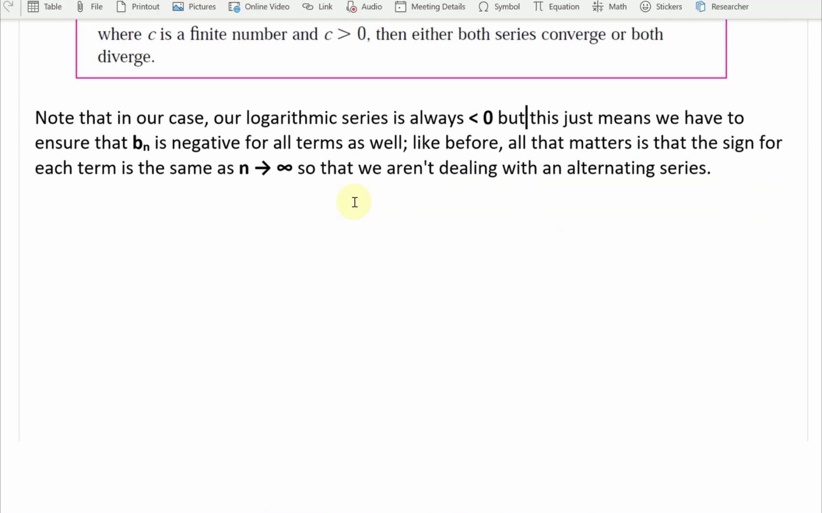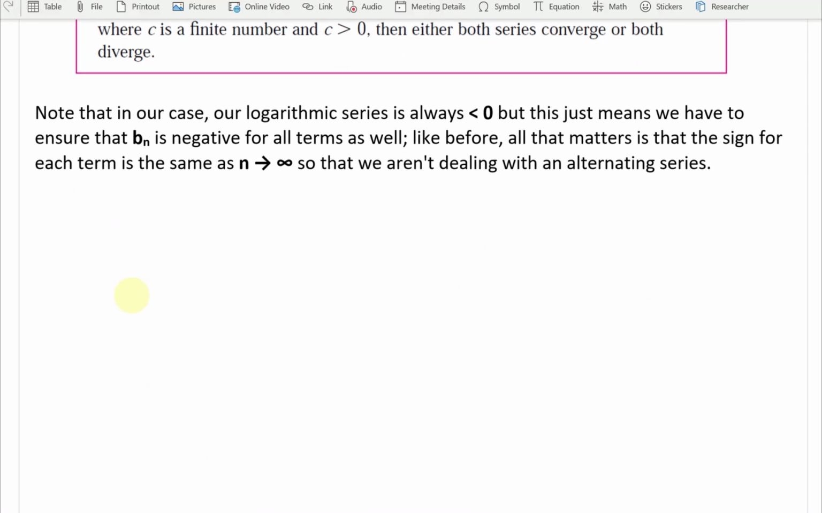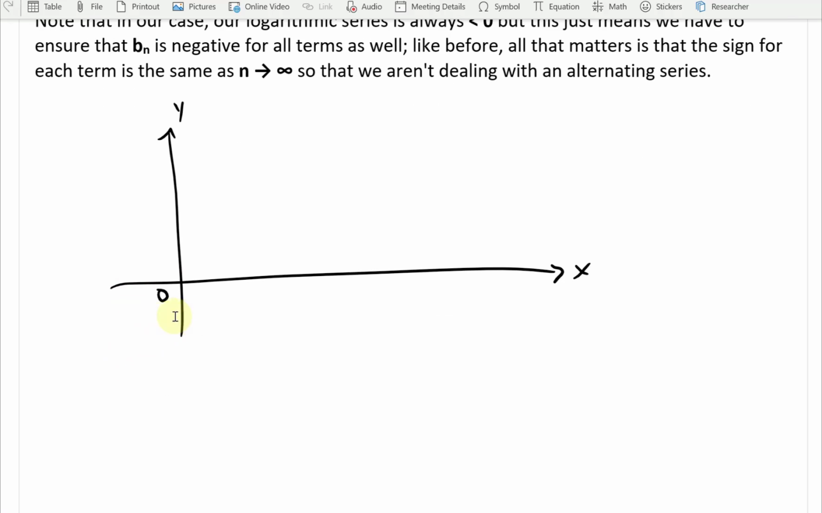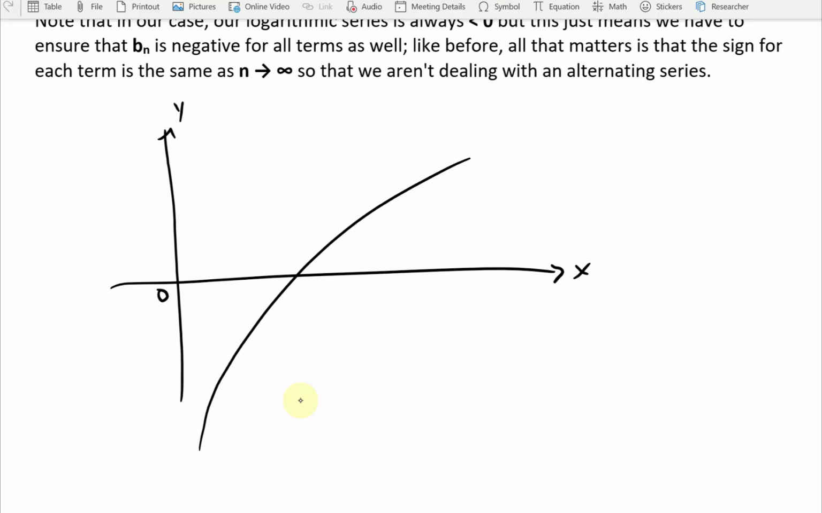And recall the graph of ln. It's going to look like this. If this is x, this is y, and this is 0, the graph of the natural log goes to negative infinity at the bottom there. This is the graph of y equals ln x. And this is the graph of y equals x, because the natural log is just an inverse function. So if e to the y equals x, then y is equal to ln x, like that.